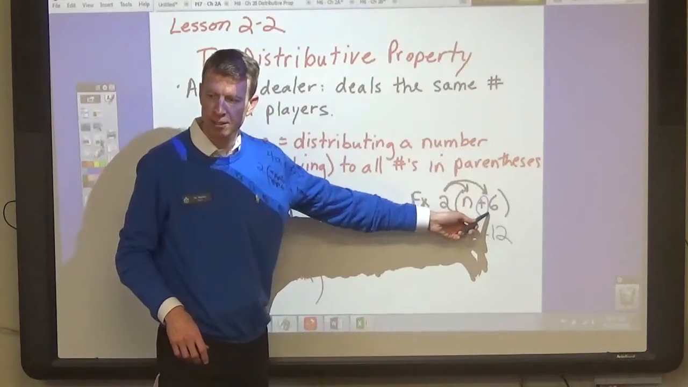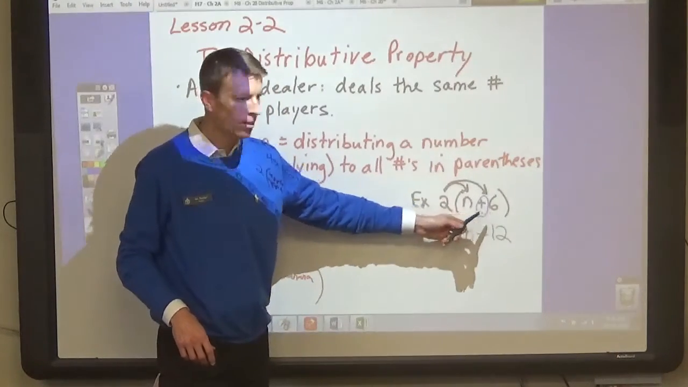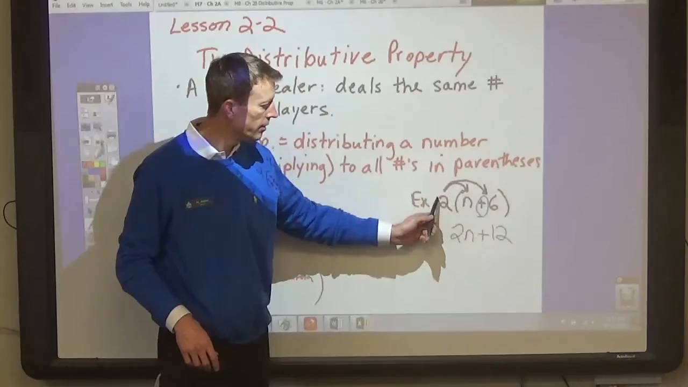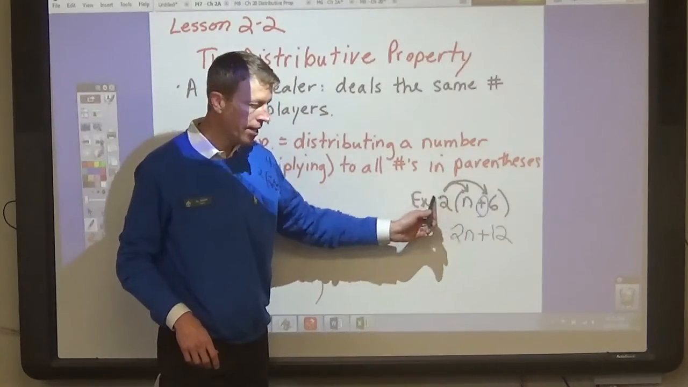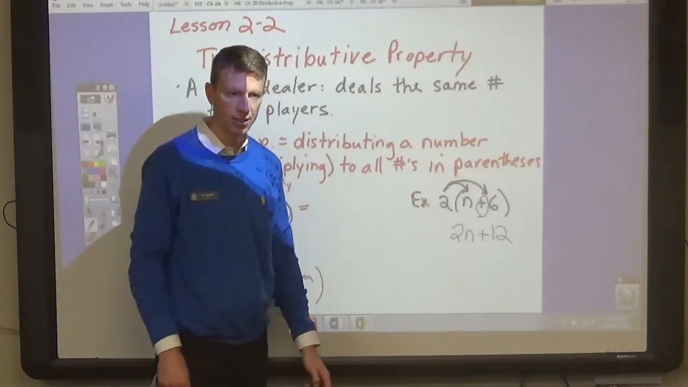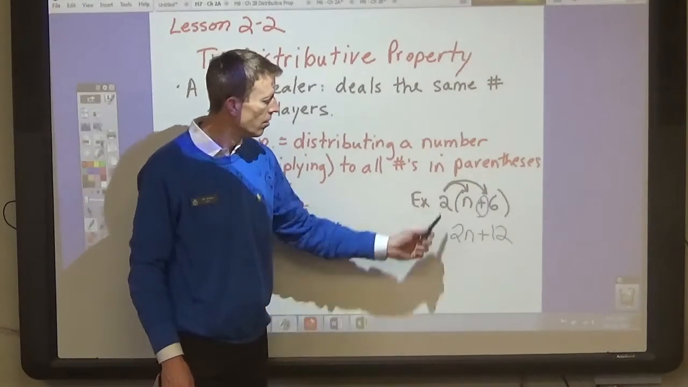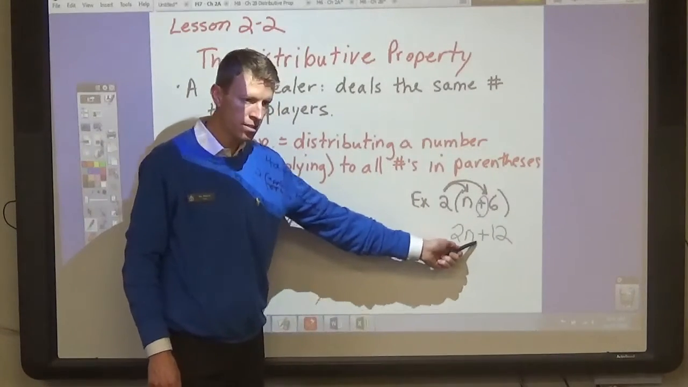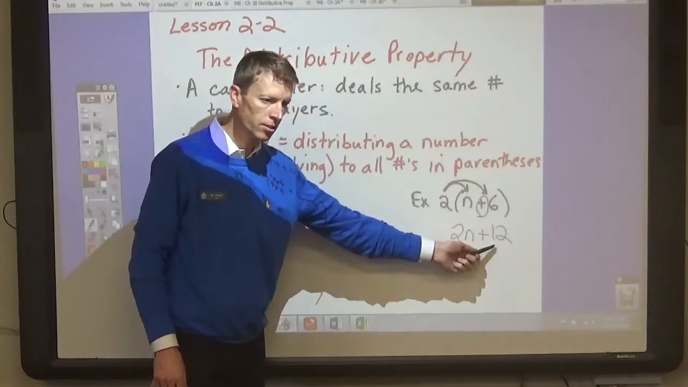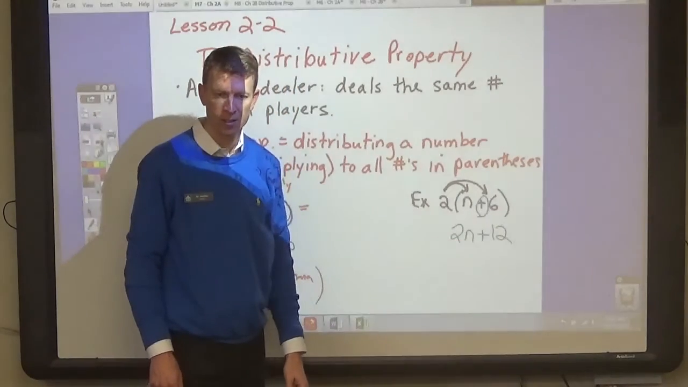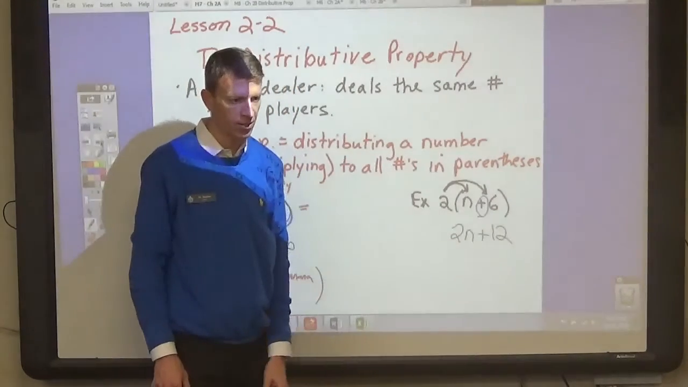Okay? Look at this one. 2 times n plus 6. If it's 2 times n plus 6, then you multiply the 2 times the n and the 2 times the 6. 2 times n is 2 n's, and 2 times 6 is 12. And that's your answer.